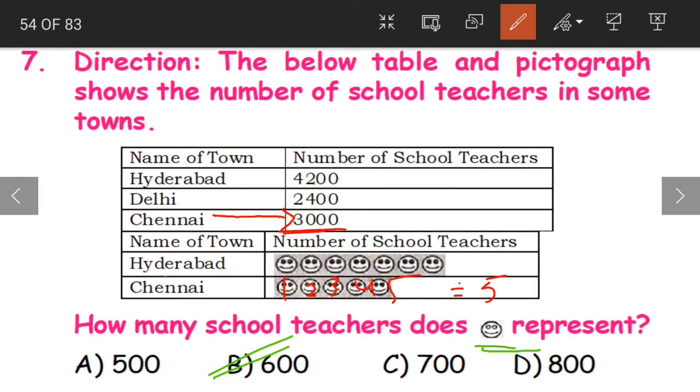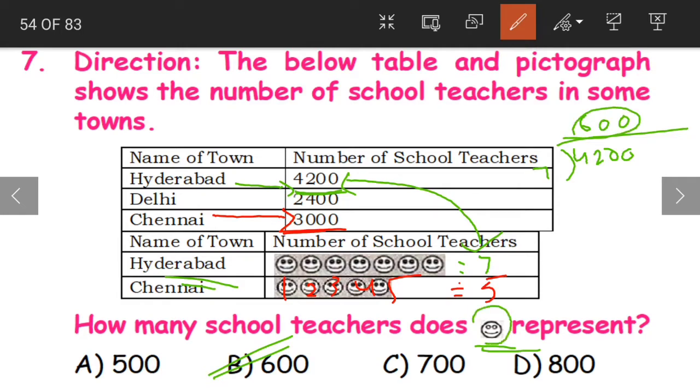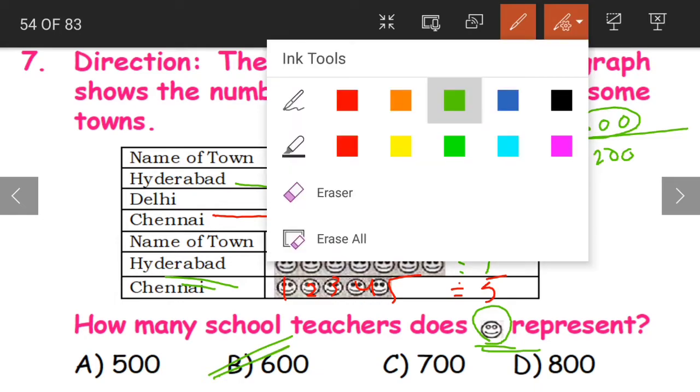Again here we are having Hyderabad also. Yes. So for Hyderabad we are having 7 smileys. And what is the number for Hyderabad? It is 4,200. So you can take these two also. You can divide 4,200 by 7. Even upon doing that you will get 600 only as the quotient. So 1 smiley represents option B, 600.